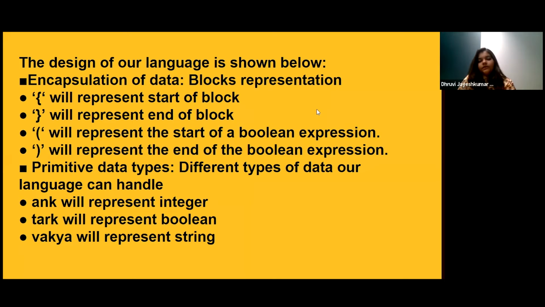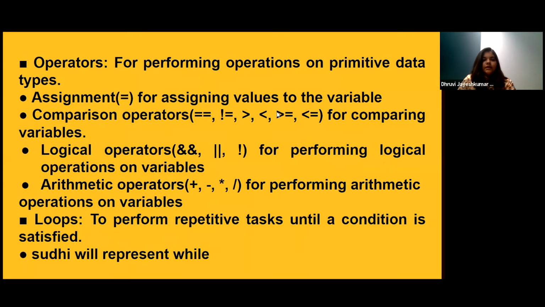This is the design of our grammar. Curly braces are used for enclosing the block. Then regular brackets are used for enclosing the Boolean expression, and we have primitive data types that are Ank, Tark, Vakya. Ank is used for the integer data type, Tark is used for the Boolean data type, and Vakya is used for string data types. Then we have the operators, which are pretty much similar to Java.